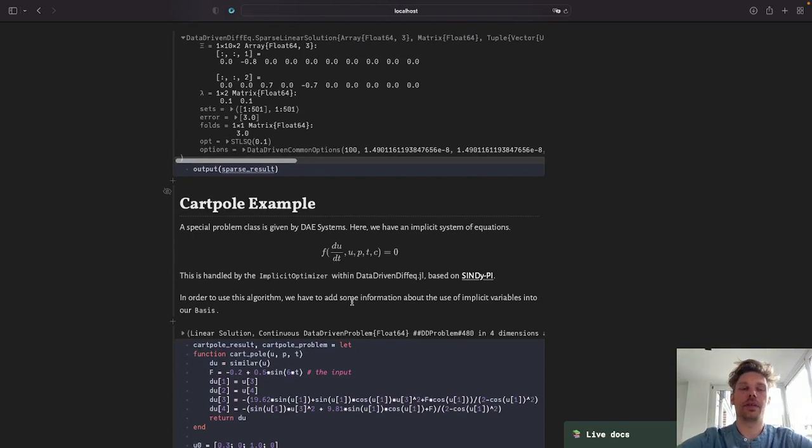To find this, there exist basically 2 different sparse regression algorithms. One is searching for a sparse null space, and a more recent one is SINDy-PI, or PI.